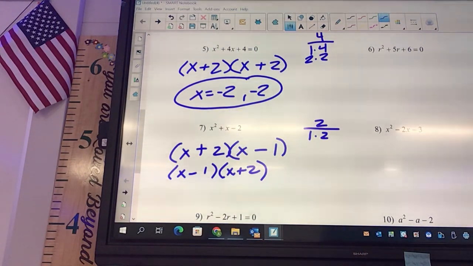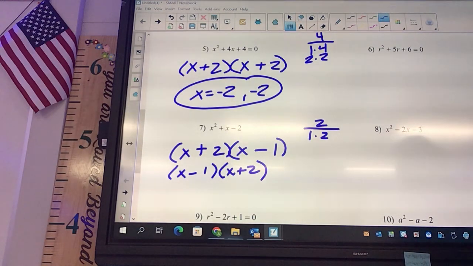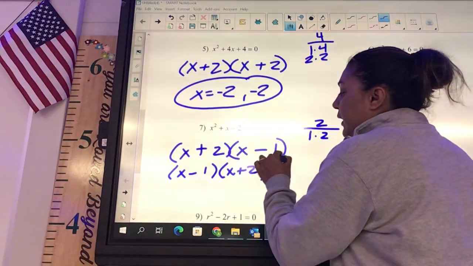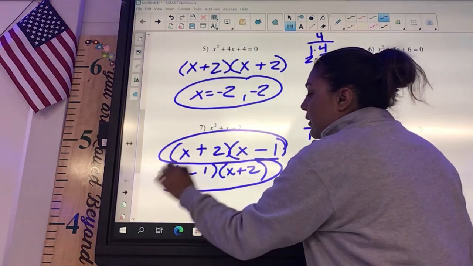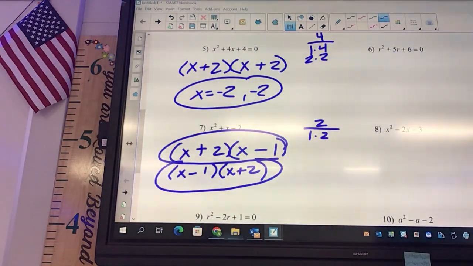And do we stop or keep going? We stop. Why? There's no equals 0. Okay? So this is going to be your answer. Either one of these are totally fine and acceptable. Just saying.